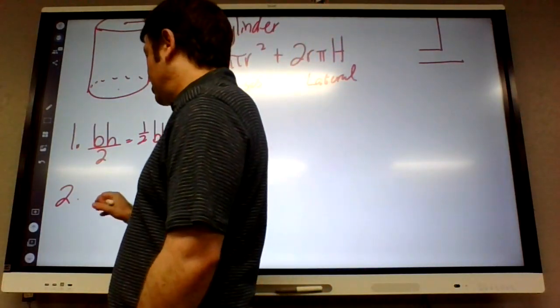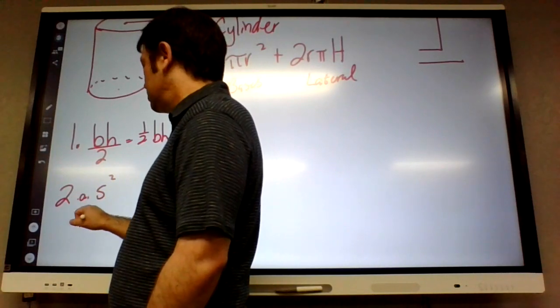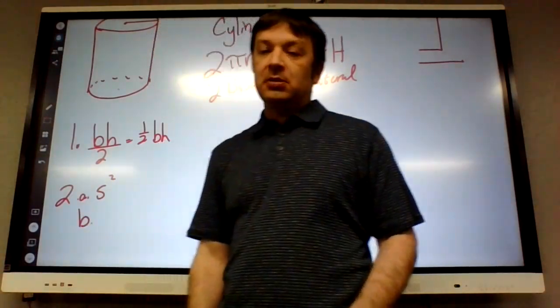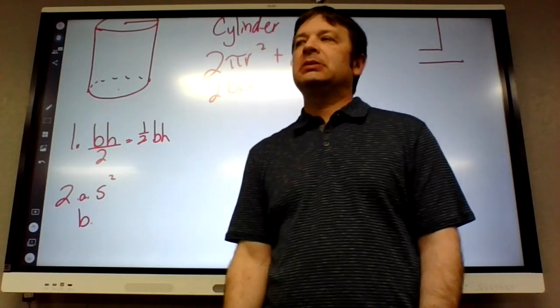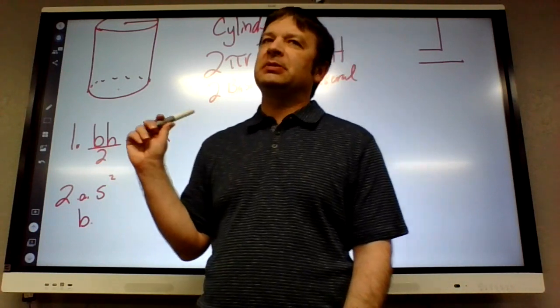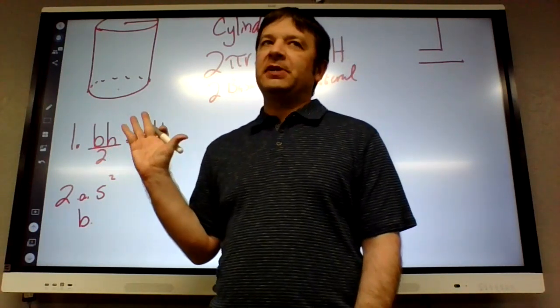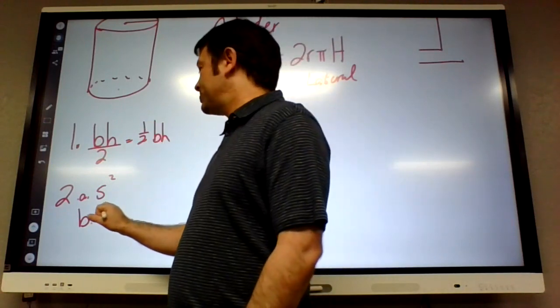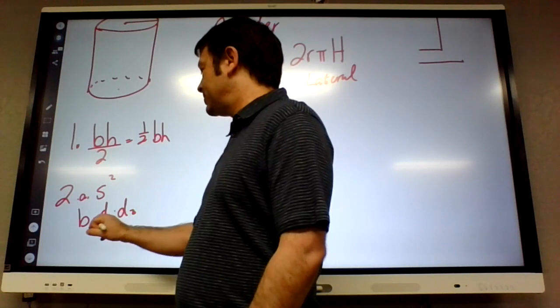Base times height, or side times side, side squared. Rhombus? Is that base 1 plus base 2 over 2? No, that's a trapezoid. For a rhombus, it's diagonal times diagonal divided by 2.